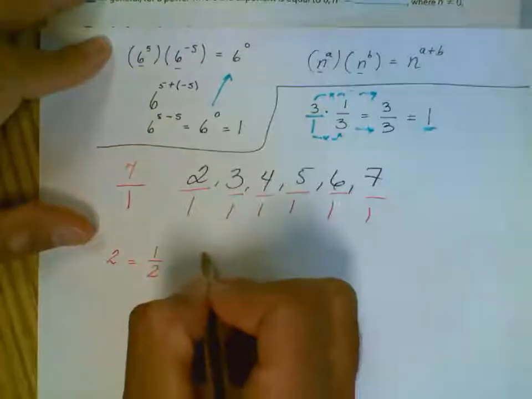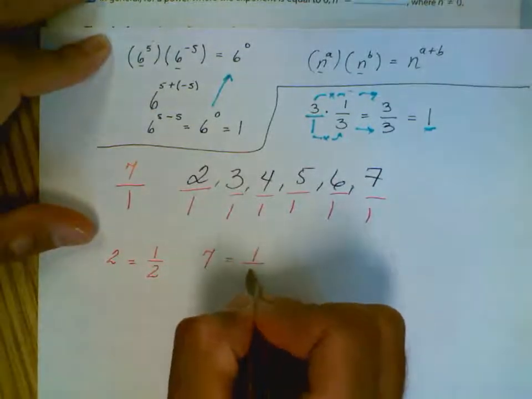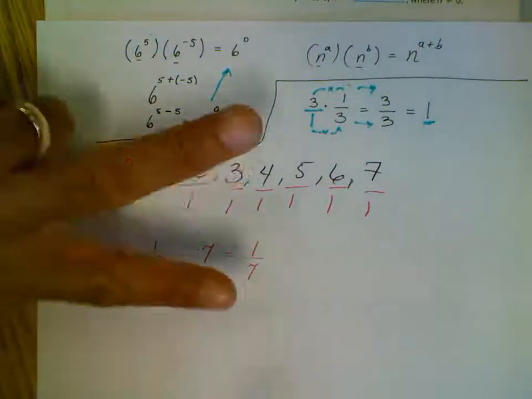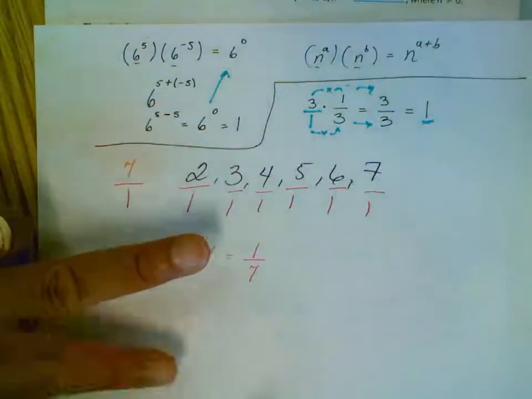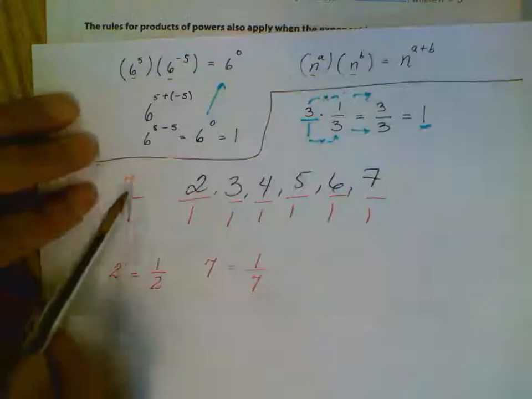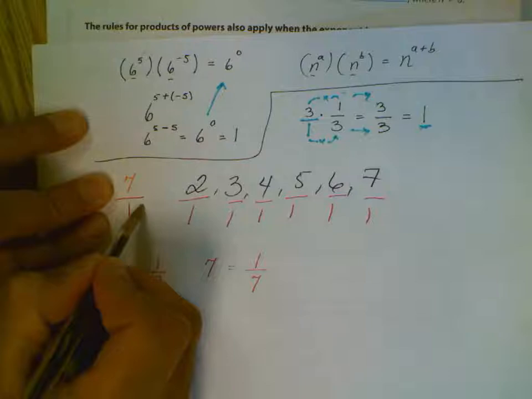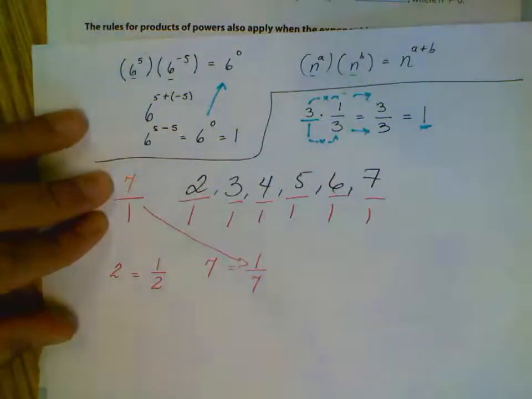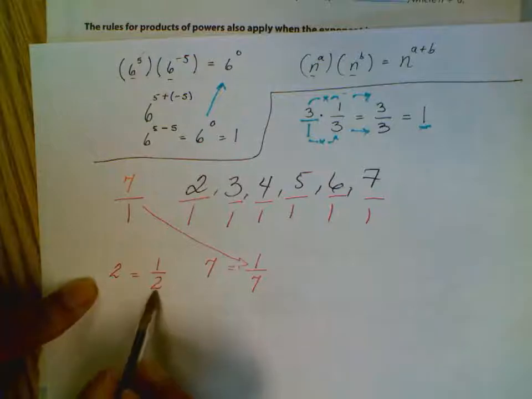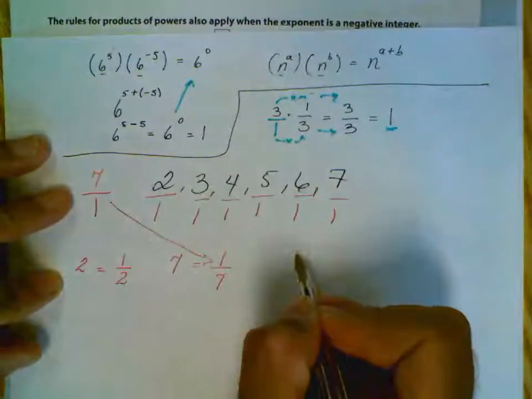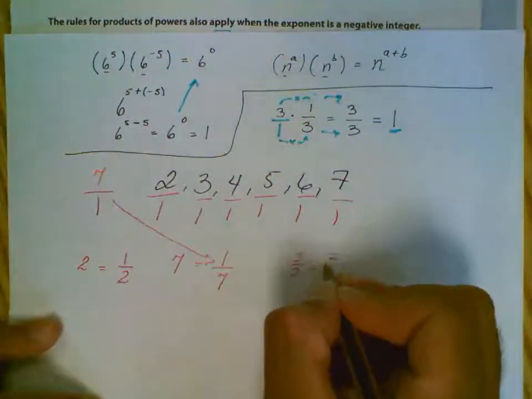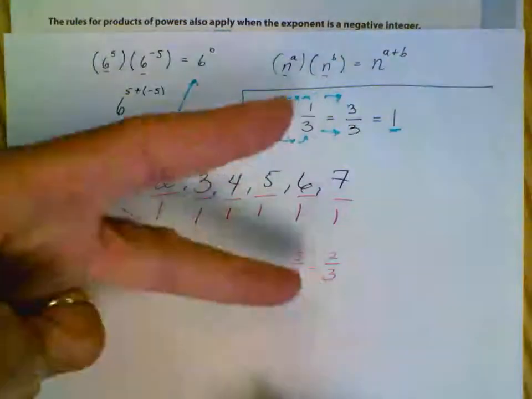What is the reciprocal of 7? It is 1 over 7. Why? Because the denominator is 1, and what we do is just flip those numbers. That will be the reciprocal. You flip it. So you have 7 over 1. So the reciprocal is 1 over 7. You have 2 over 1. The reciprocal is 1 over 2. If you have 3 over 2, what is the reciprocal? You flip it. 2 over 3. See? You just flip it.